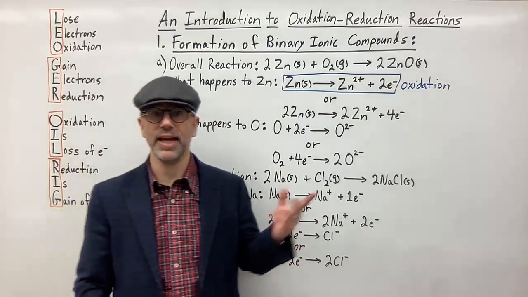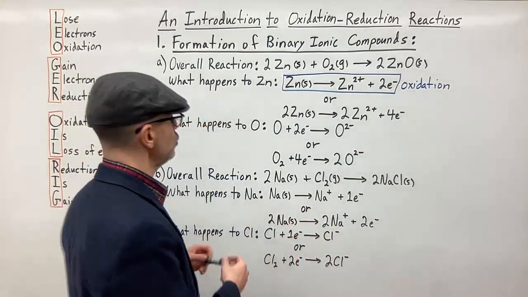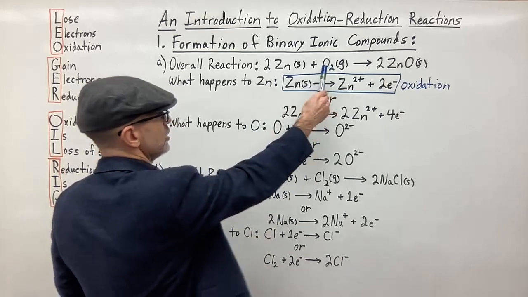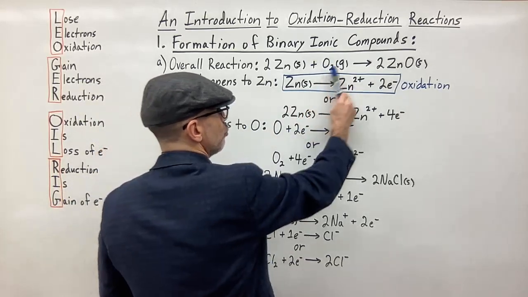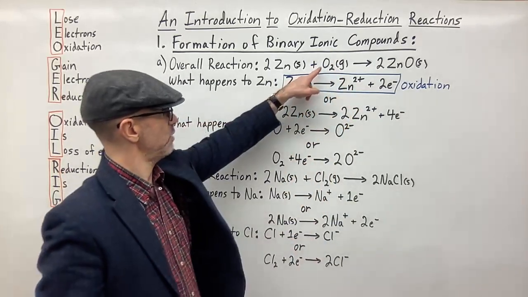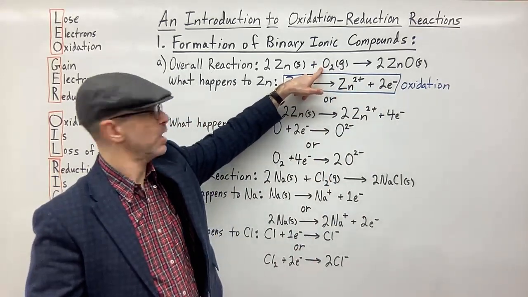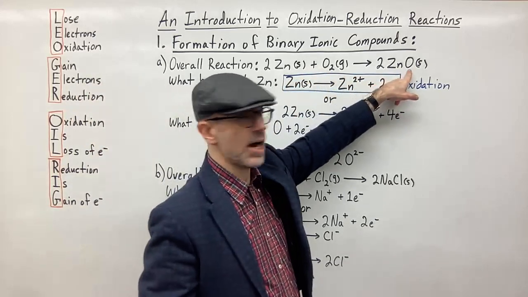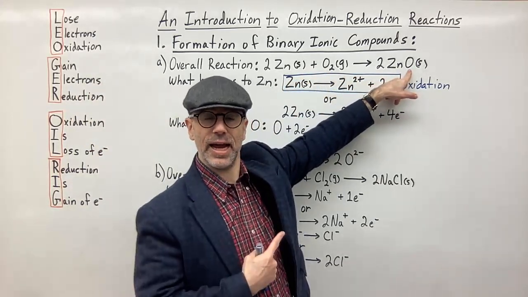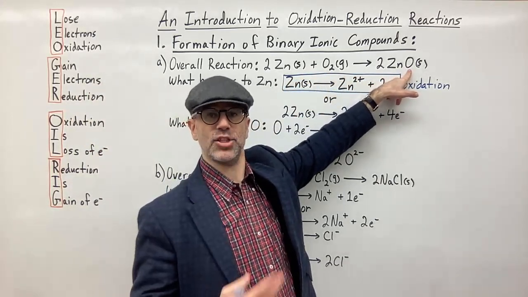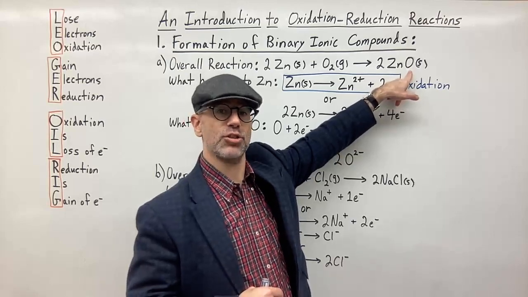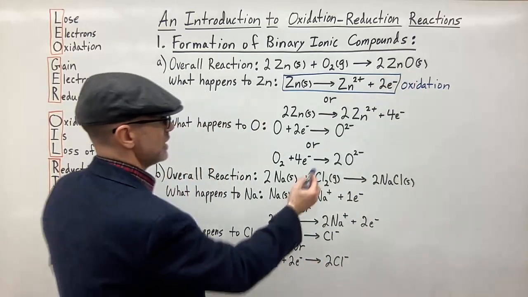If we look at the next one, let's look at what's happening to oxygen here. So oxygen, again, we have a neutral element. We have the molecule of oxygen. There's no charge on the oxygen here. And then we go to oxygen in the ionic compound. This is an oxide, so that means that oxygen has a 2- charge here. So we see that here.